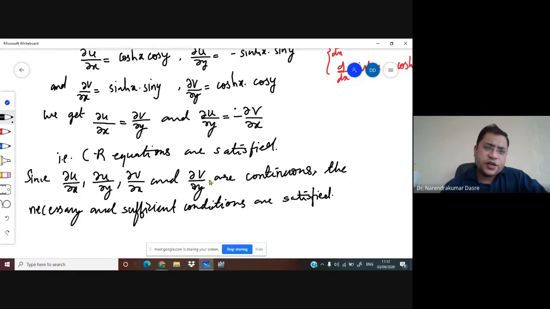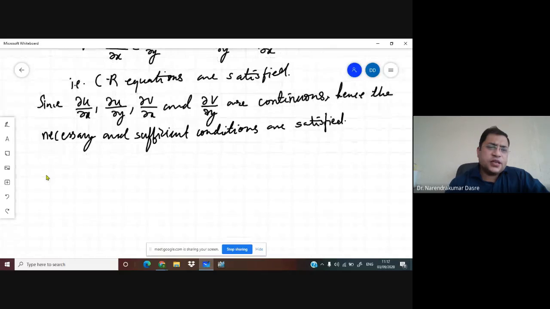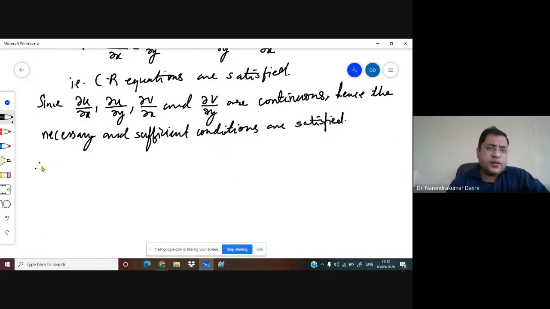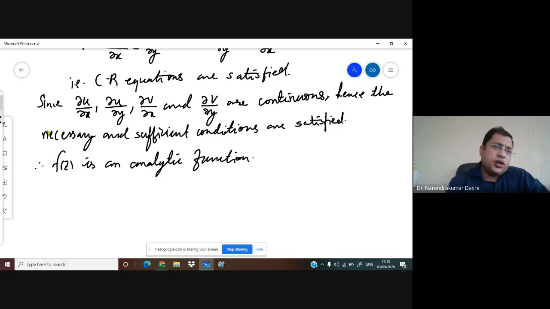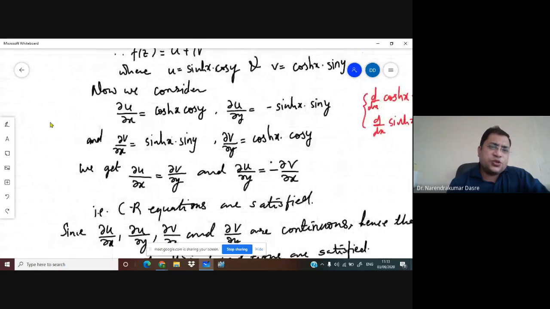We know that they are continuous, hence the necessary and sufficient conditions are satisfied. So what do we say if the necessary and sufficient conditions are satisfied? We can say yes, f(z) is an analytic function. So our step 2, task 2, is completed.